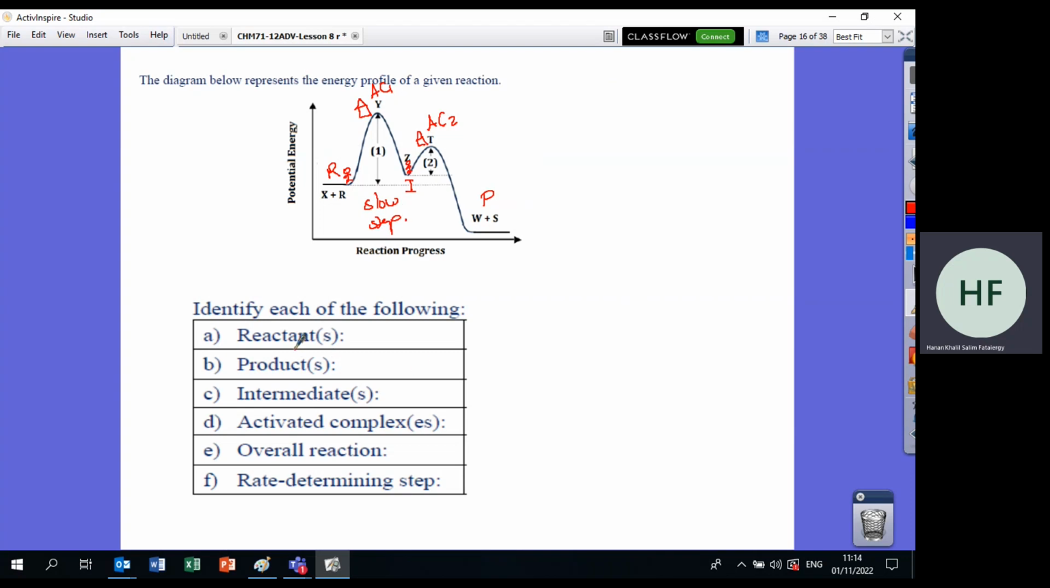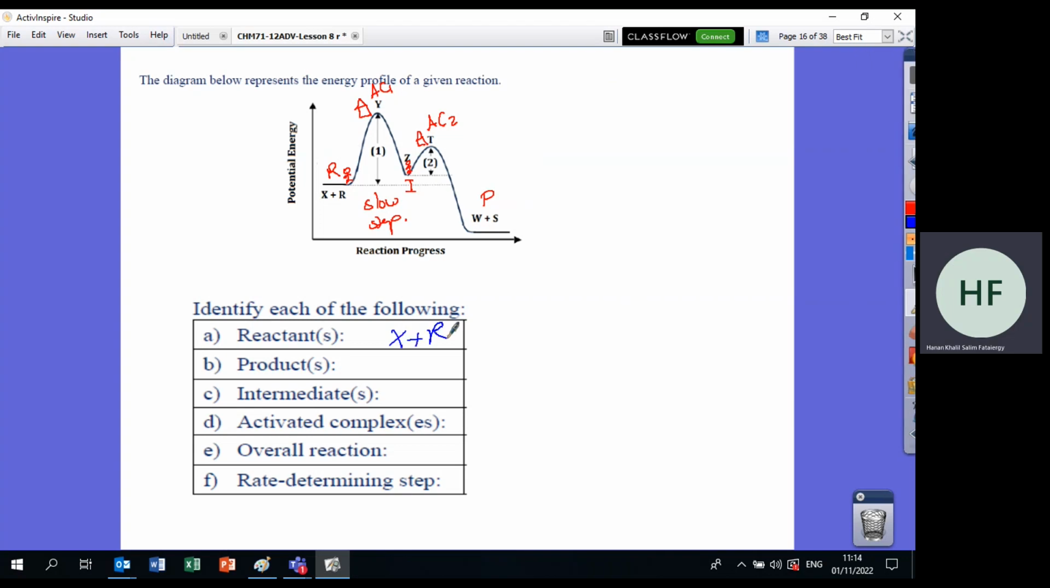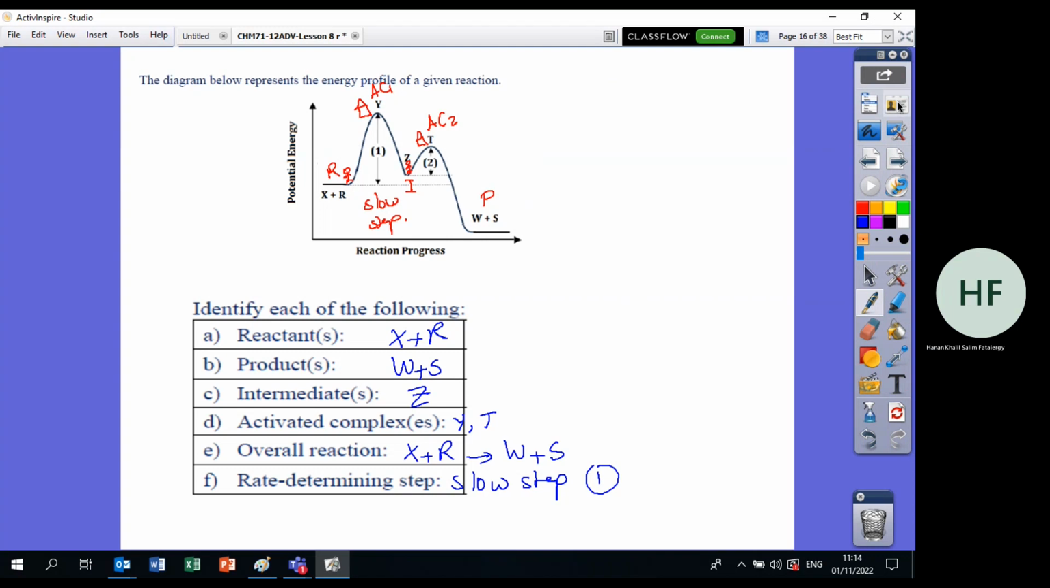Now let's answer the questions. What are the reactants? X plus R. What are the products? W plus S. What are the intermediates, or one intermediate? Z. Activated complex, Y and T. Now overall reaction means you write the beginning and the end. X plus R gives you W plus S. Rate determining step is the slow step, which is step number 1.